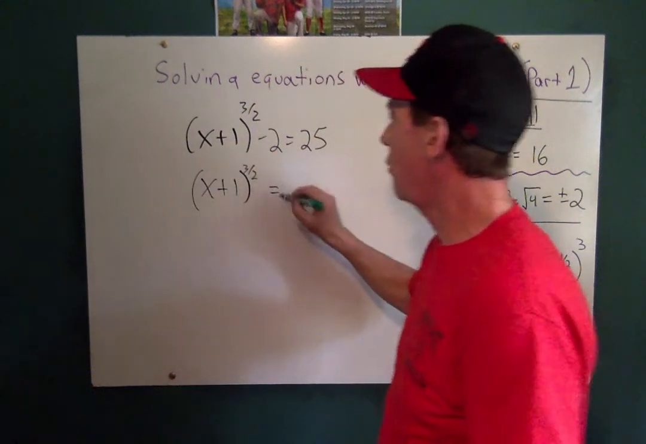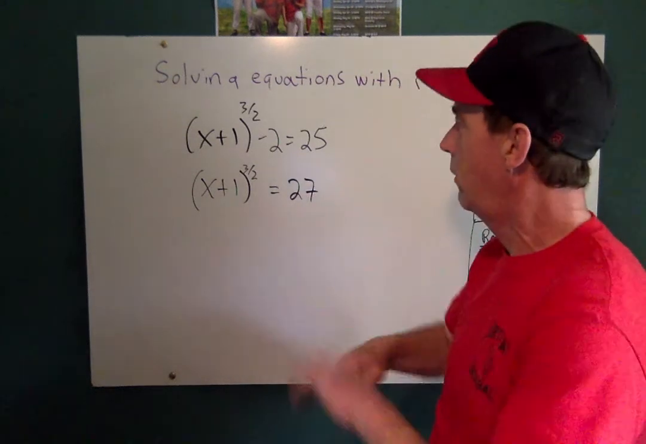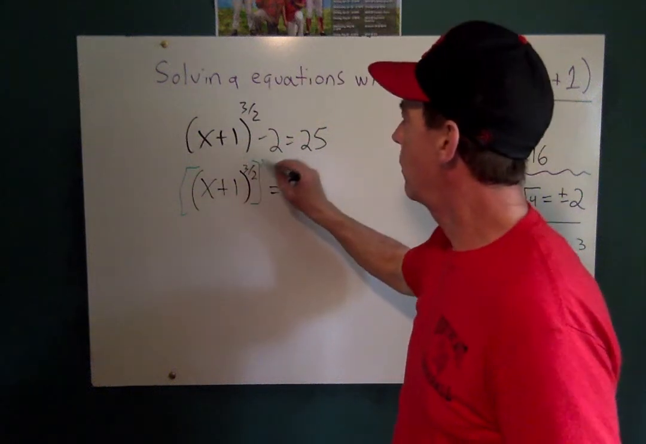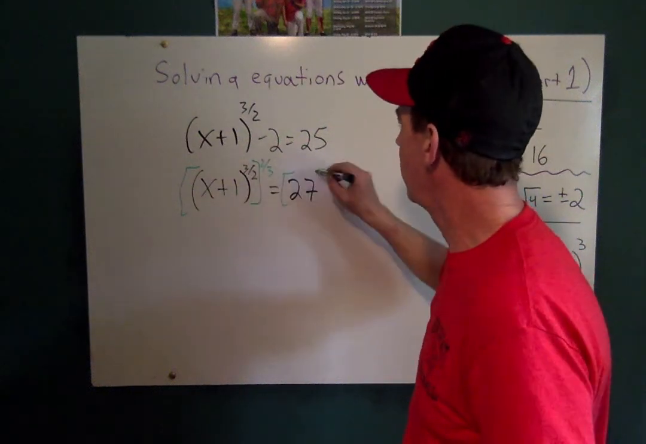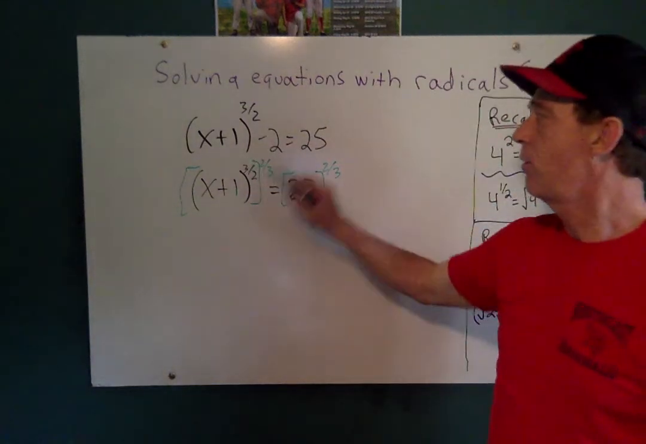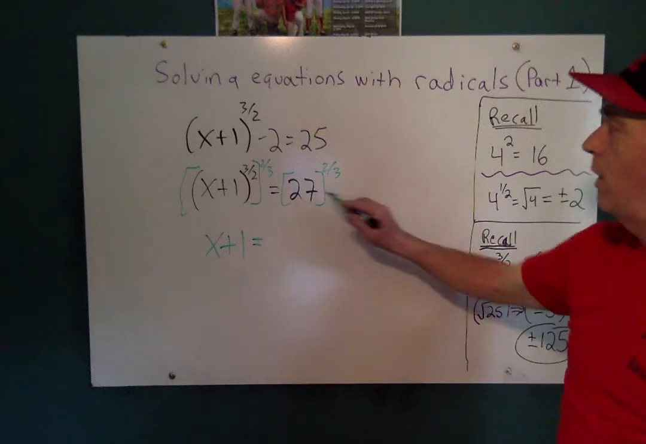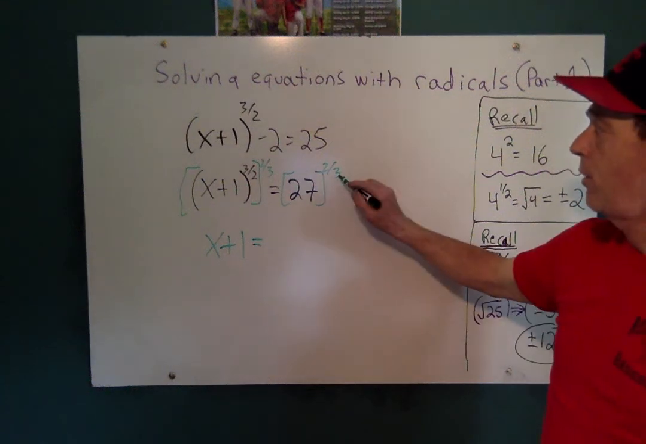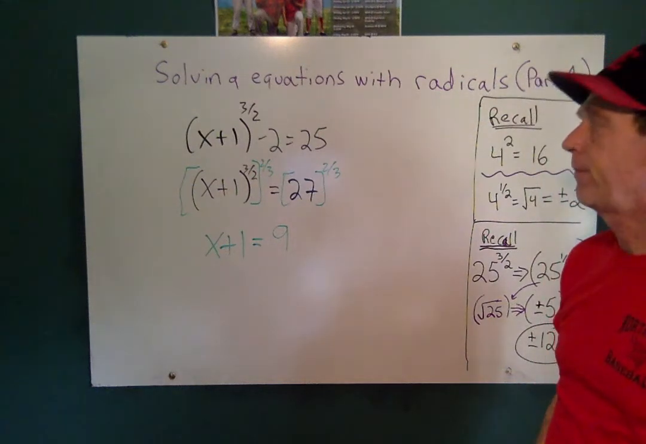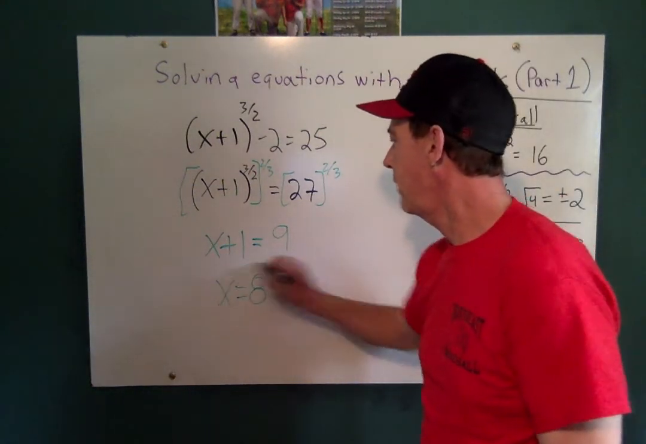Leave a little bit of space because I'm going to insert a power. I will raise that to the reciprocal, 3/2. So 2 over 3. This is 6 over 6, so it just becomes x plus 1 is equal to, and that's a cube root, so that'll be 3 to the second, which is 9, minus 1, and x is equal to 8.